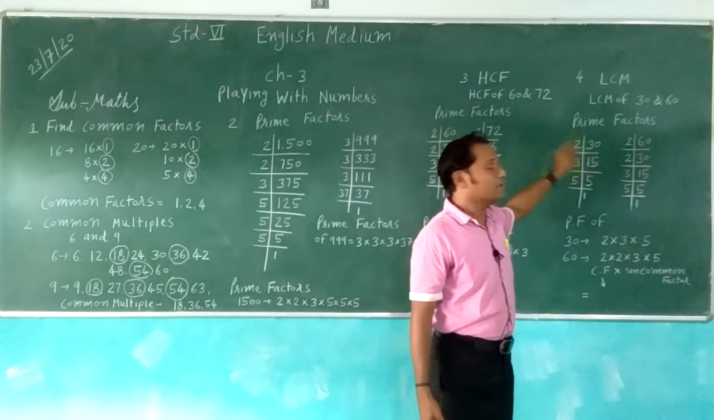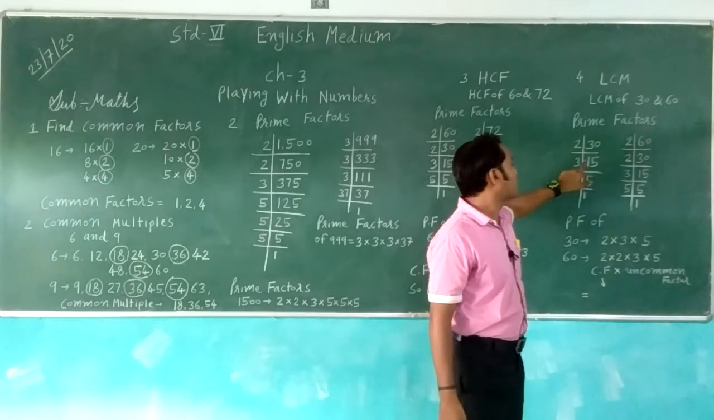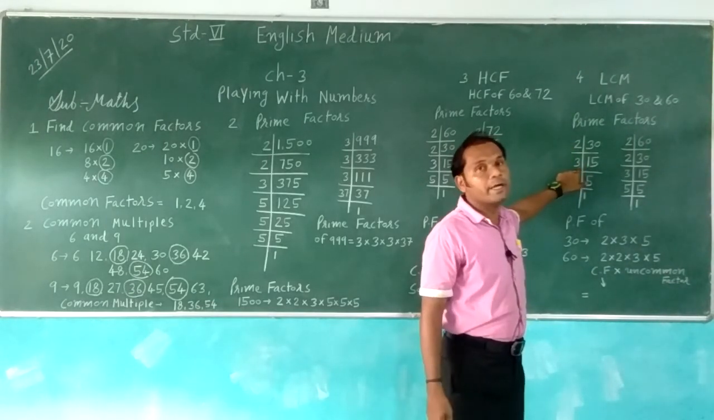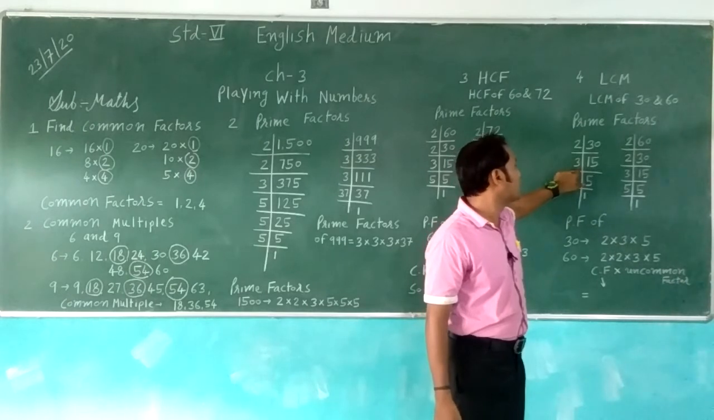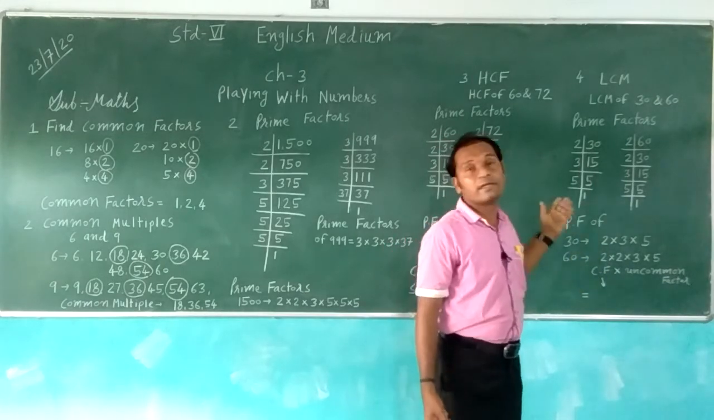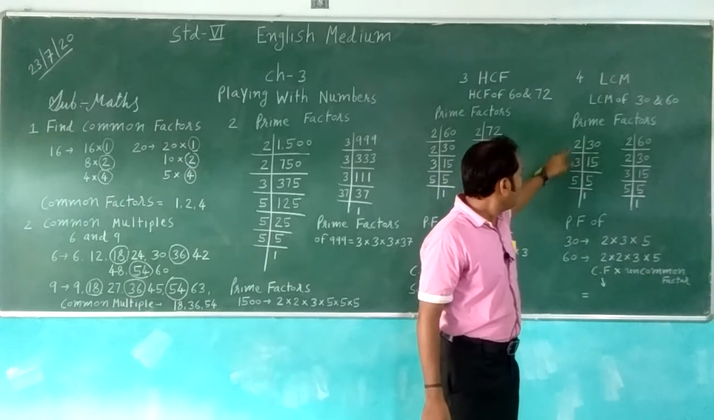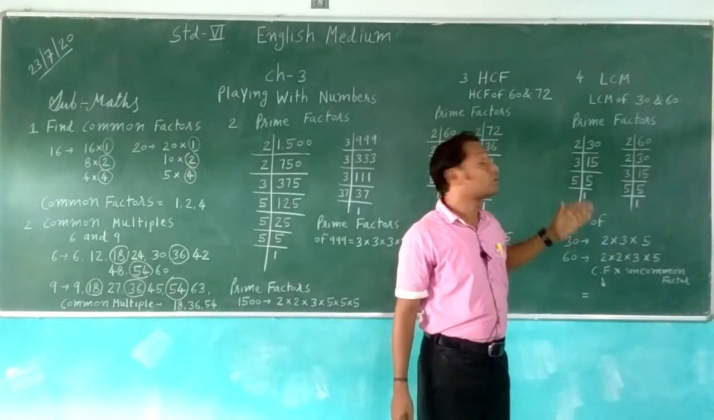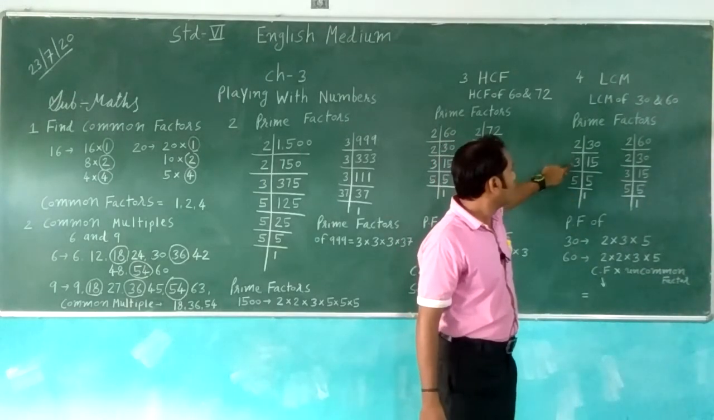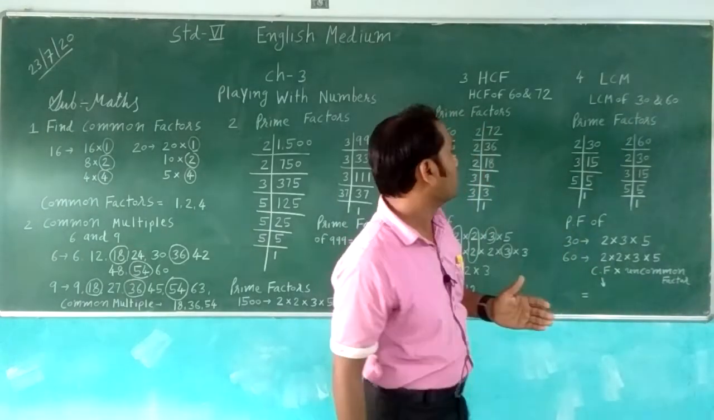We'll write 30. 30 is divided by 2. We'll get 15. 15 is not divided by 2, so we use 3 here. 3 fives are 15, and 5 ones are 5, because 5 is divided by 5. So here we got the prime factors of 30. 2, 3 and 5 are the prime factors of 30.